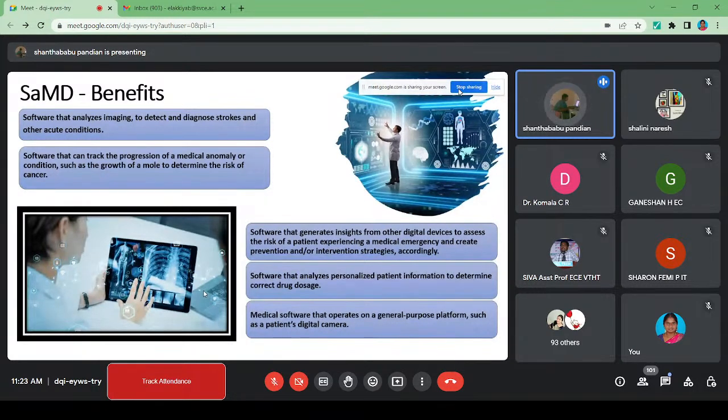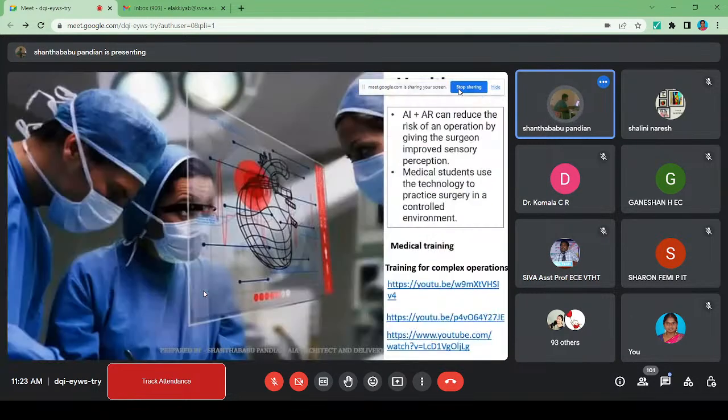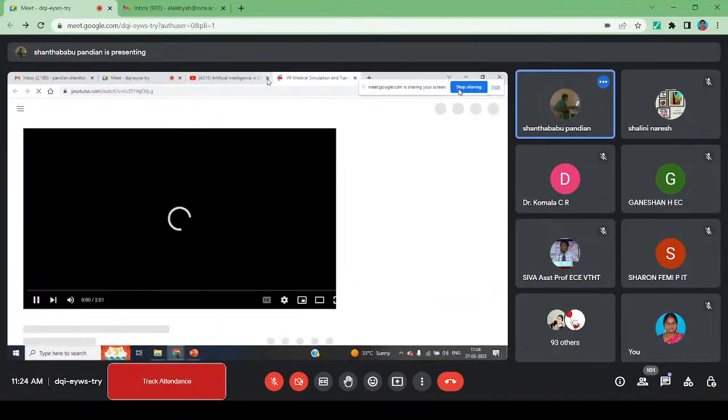Okay. So ultimately, as I mentioned, generating the insight from the digital devices reduces the risk to the patient's experience. So we can give a lot of solutions to them. So one step further, I want to say that there was AR, augmented reality, coming into the picture, helping the medical era. How? See now.